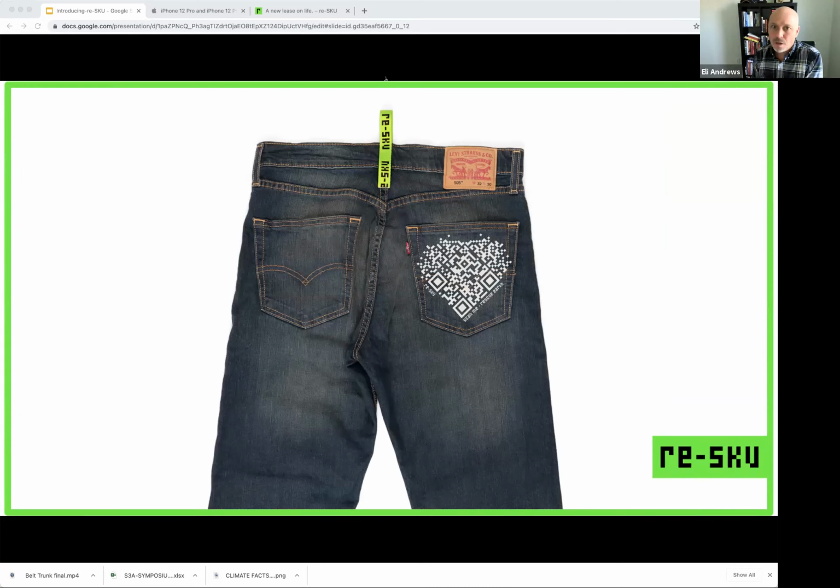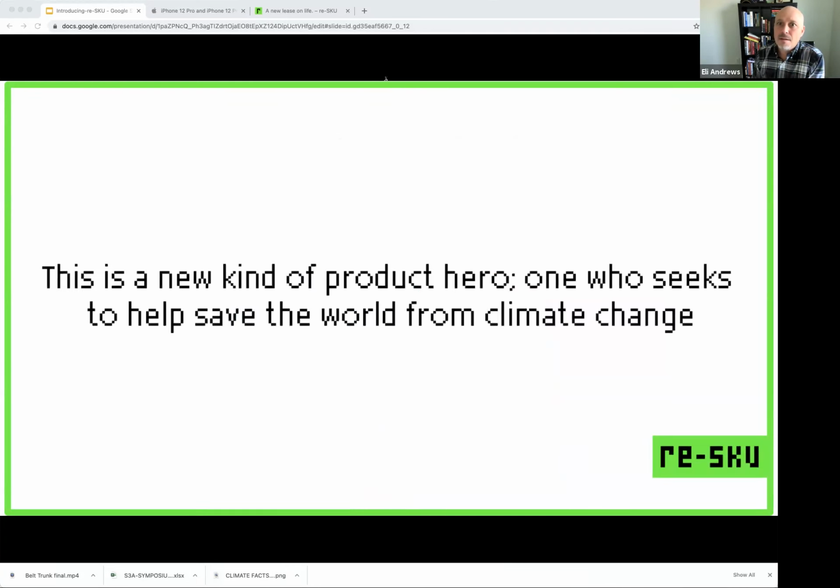Knowing that people are turning to purchase decisions as a means to make a difference, we created and market tested a small batch of product heroes. This one is our first. It is a re-SKU'd pair of Levi's. This is certainly not the first product hero the world has seen, but it might be the first whose only goal is to help save the world from climate change.